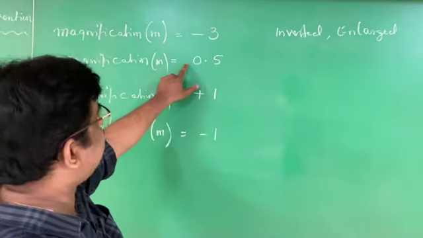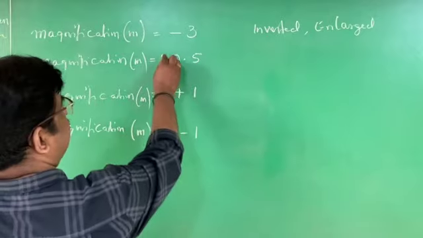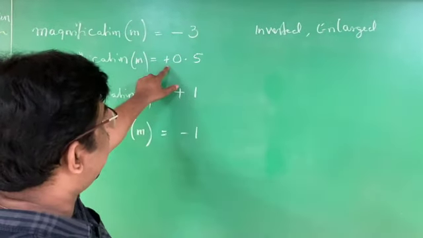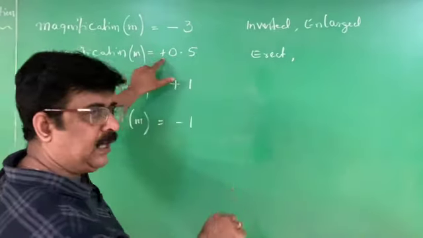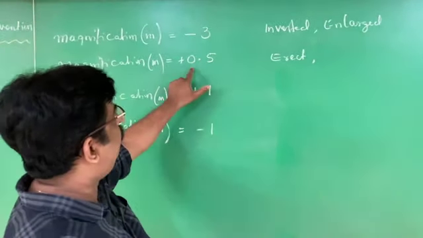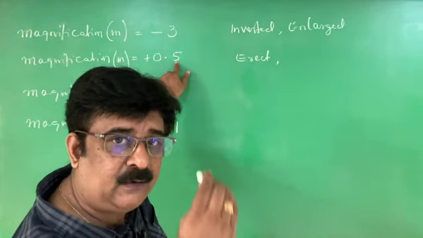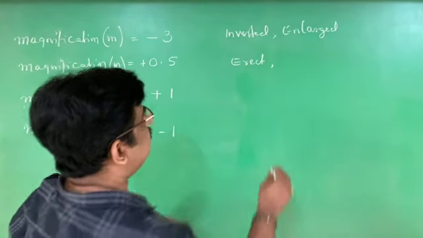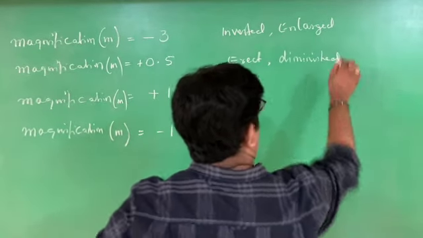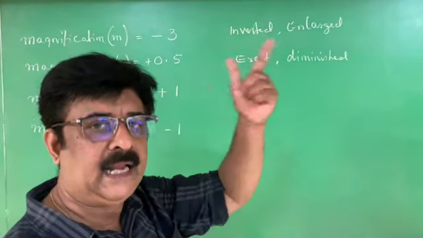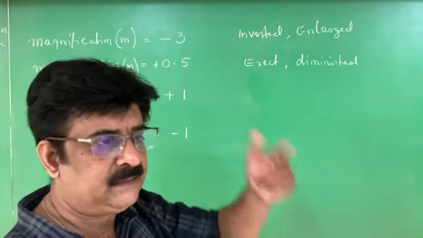Here see, the second one, 0.5. No sign is given. If there is no sign, which sign do you have to consider? Positive sign, plus. The plus sign represents that the image is erect. Plus is for erect. See the number, 0.5. 0.5 is less than 1. Less than 1 means it is diminished. Greater than 1 means enlarged. Equal to 1 means same size. Plus means erect image. Minus means inverted image.